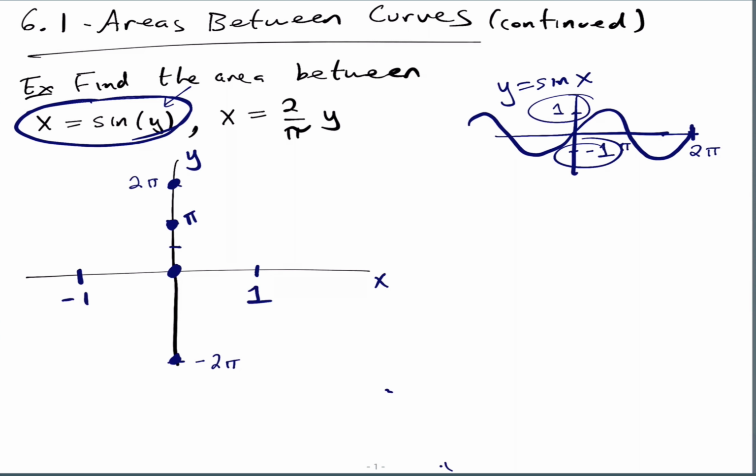What about at pi over 2? It's 1, so it's over here, right? Okay, good. And then at 3 pi over 2, x is equal to minus 1, right? So it looks like this, and then it goes down like that, and then back up. Does that make sense?